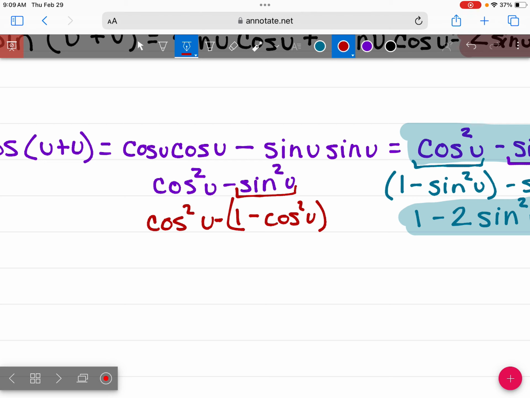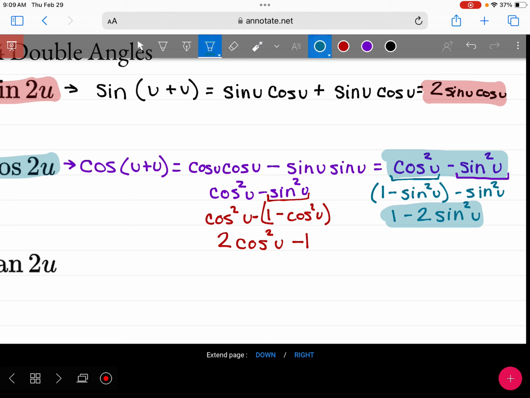So watch out for this double sine situation because we wind up with 2 cosine squared u minus 1. So you can do it either or. There's 3 different ways to do the cosine. All 3 of these things are the same as cosine 2u. All 3 of them.